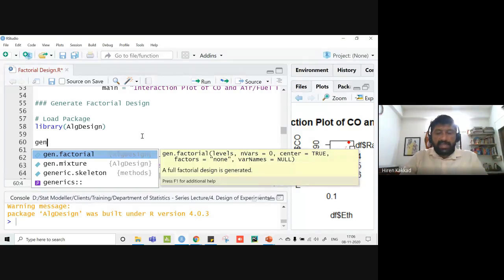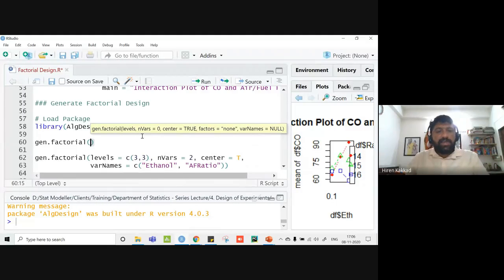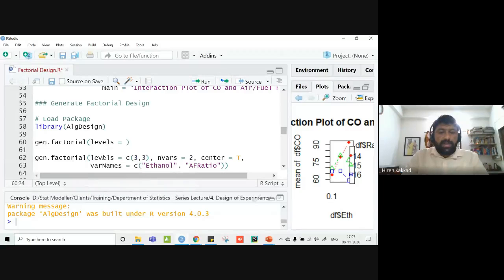Here I need to use this function. I'm typing this because I can explain it to you in a better way. So let's say gen.factorial, that is generate factorial, that is the function we are using. Now here it is asking for the levels, nVar, that is the number of variables or factors, and then center equal to true or false that we can set, and then the variable names that we can give. So I'm using the levels first, right? In this situation we have two variables, and both are at 3 levels. So I'm mentioning 3 level and 3 level, and the number of variables.